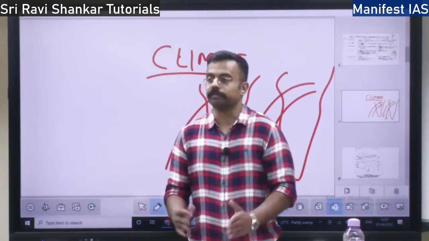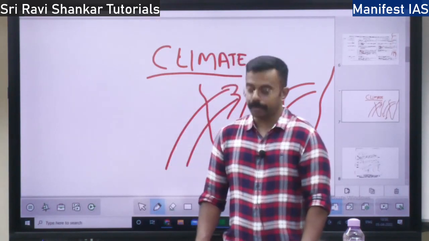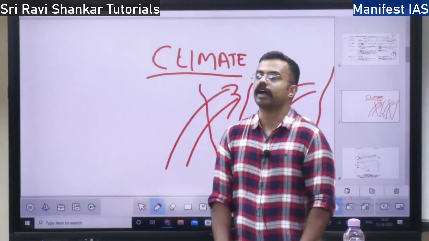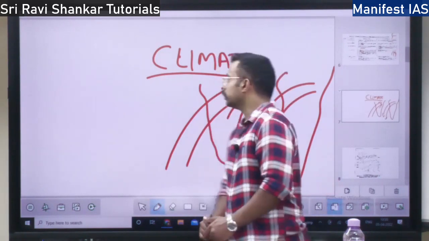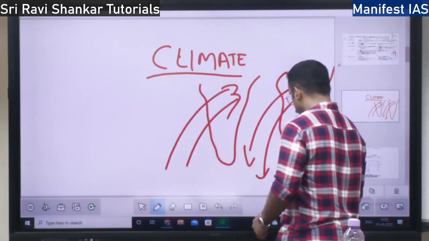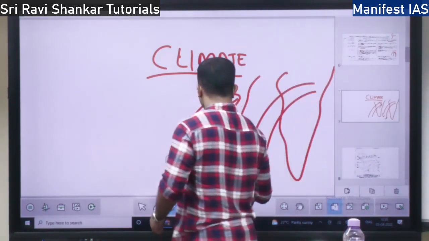These are the different variations. So what are the climate determining factors? What factors determine the climate in India? The first climate determining factor is location and relief.